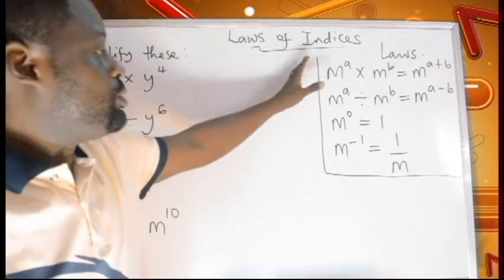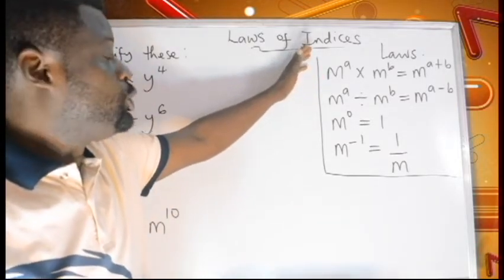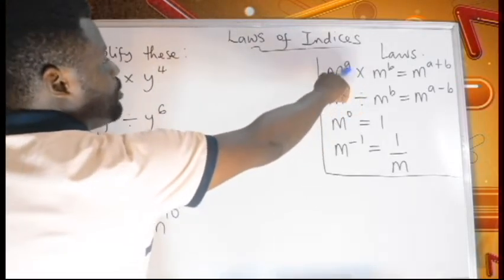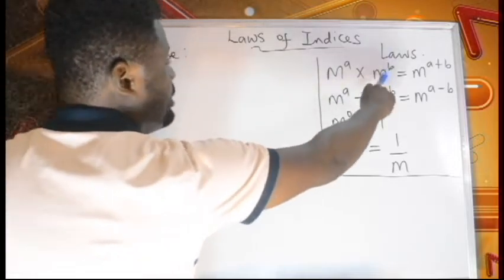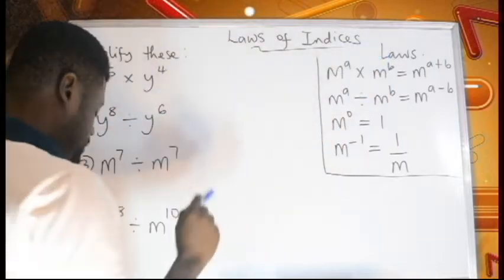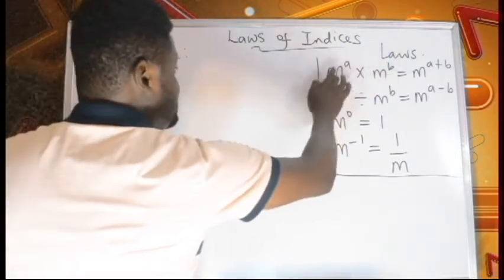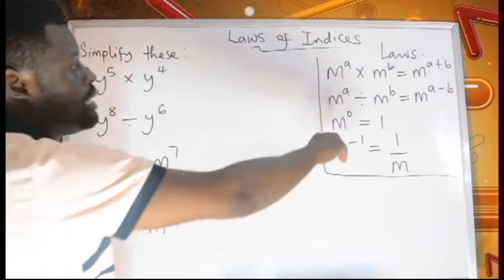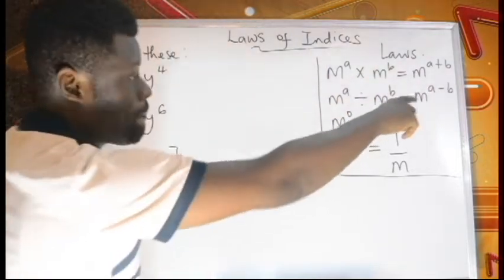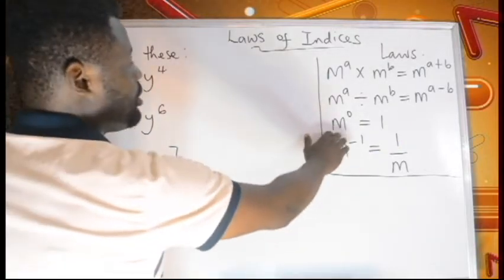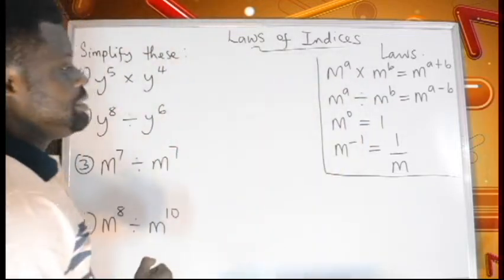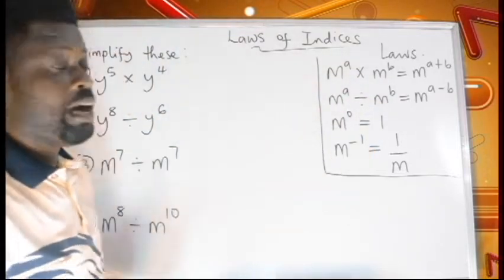Now, these are the laws we want to treat today. The first law: when you have a multiplication, m raised to power a times m raised to power b, it will give us m raised to power a plus b. You add up the power, as long as the bases are the same. When you are dividing, once the bases are the same, subtract the power. Then the third one, any number raised to power 0 is 1. Then this negative power, we will see how it is done.